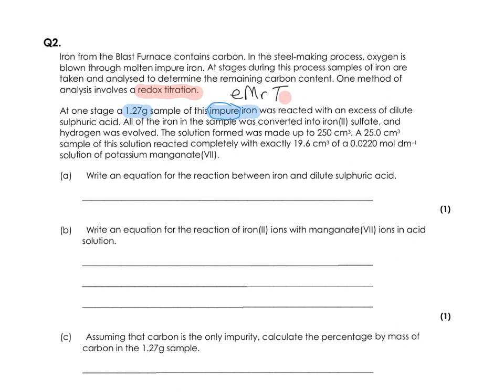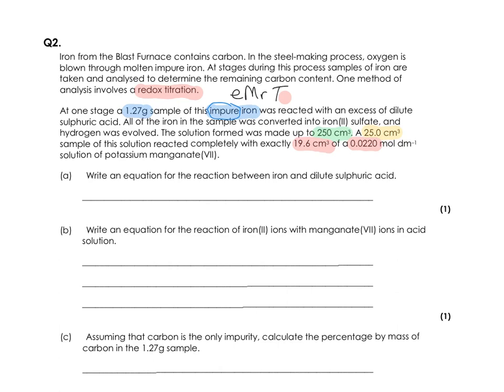The solution formed was made up to 250 centimetres cubed. So that's usually what happens in a redox titration, that you've got a bigger volume of substance that you then take 25 centimetres cubed from. And that sample of solution reacted completely with exactly 19.6 centimetres cubed of 0.002 moles per metre cubed solution of potassium manganate.